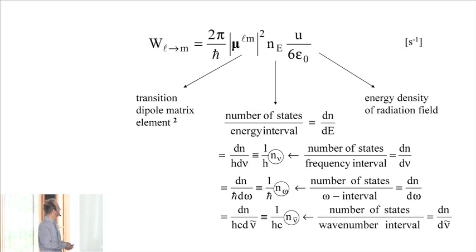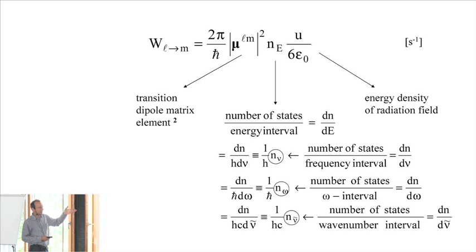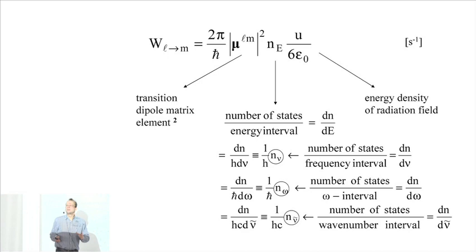And this rho is the number of states per energy interval, dn over dE, and you can also write this as a number of states per frequency interval, so then it's rho nu, or you can write it as a number of states per omega interval, then it's rho omega, or a number of states per wave number interval. Often you find different expressions for these transition probabilities because just these factors are different. So I put this here for you to sort this out.